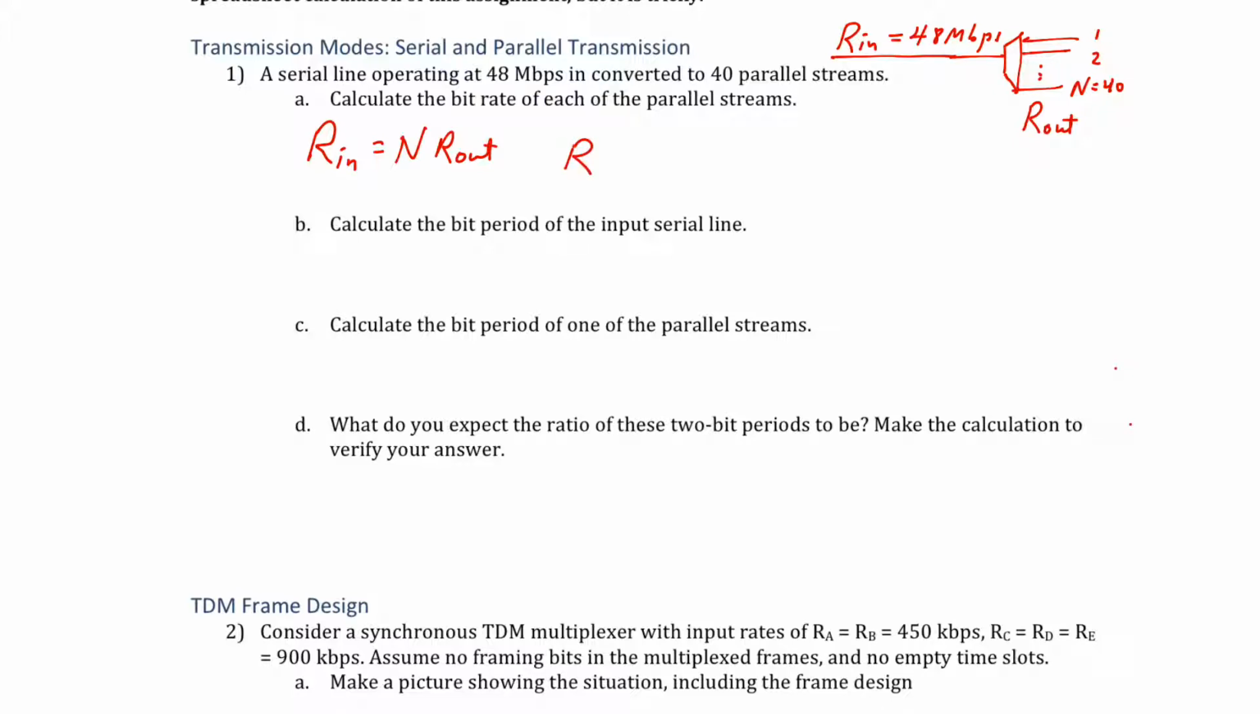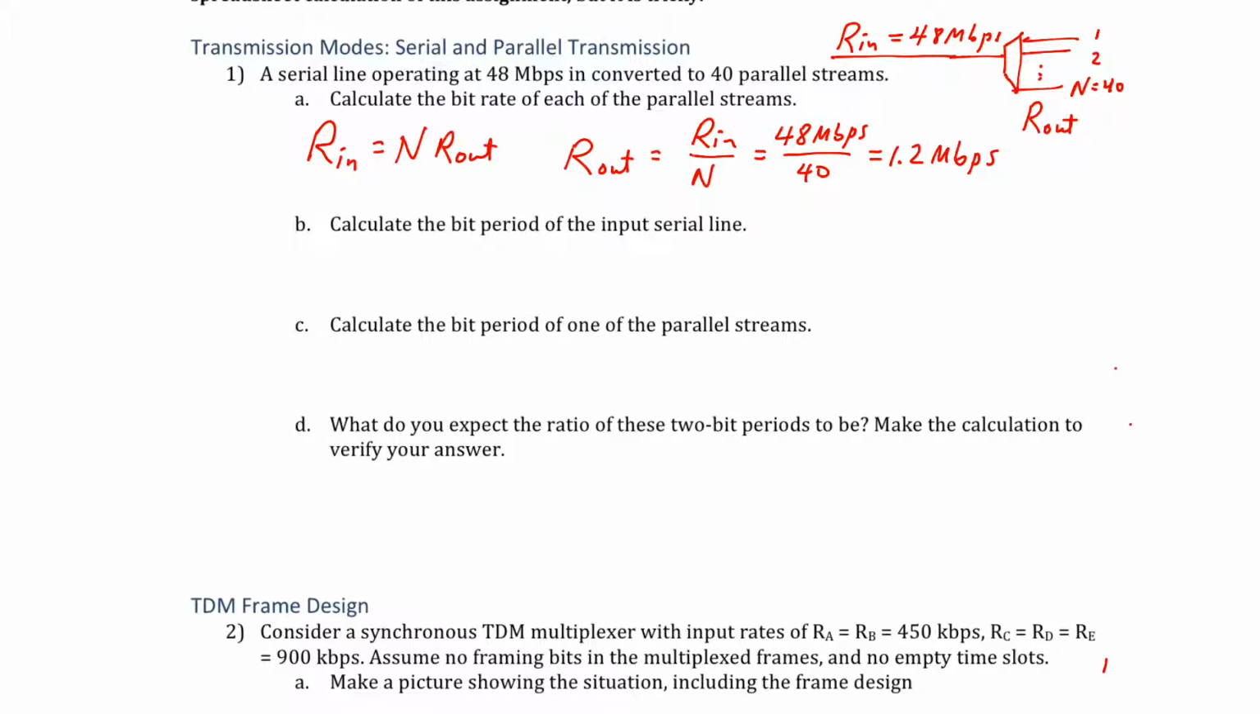Basically, we can solve for R out as R in over n, which is 48 megabits per second over 40. This is 1 1/5, or 1.2 megabits per second for each of the output data streams. And 40 times 1.2 then is the 48 megabits per second. Okay, so the same amount of data that goes in 1 second also comes out in 1 second.